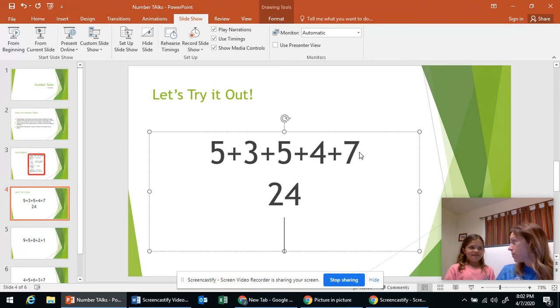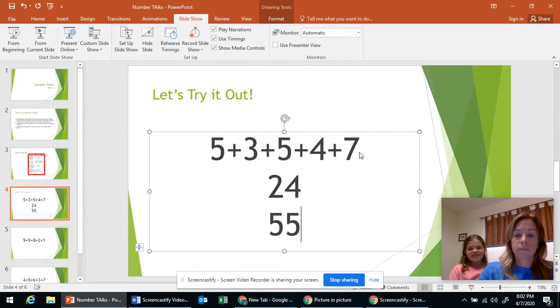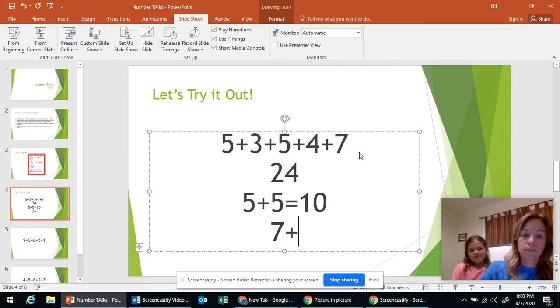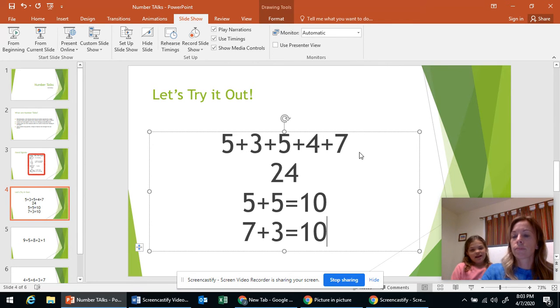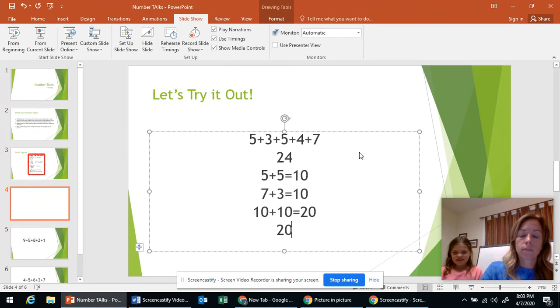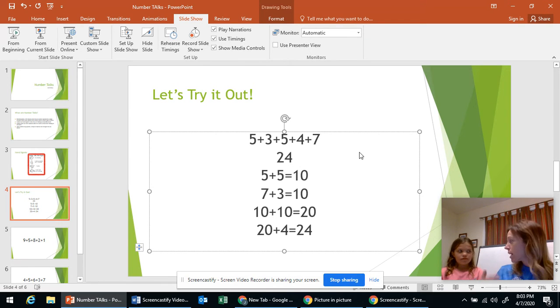So, Isabel, what did your brain do to get 24? So first I added 5 plus 5 and I got 10. And then I added 7 plus 3 and got 10. And then that got me to 20. And then I added the 4 and I got 24. Okay, did I record it as your brain was thinking it? Did I do an okay job recording it?